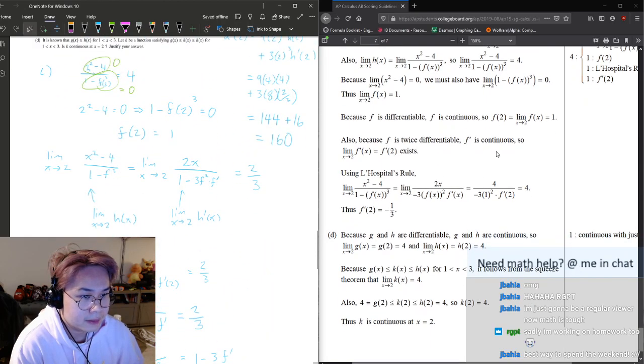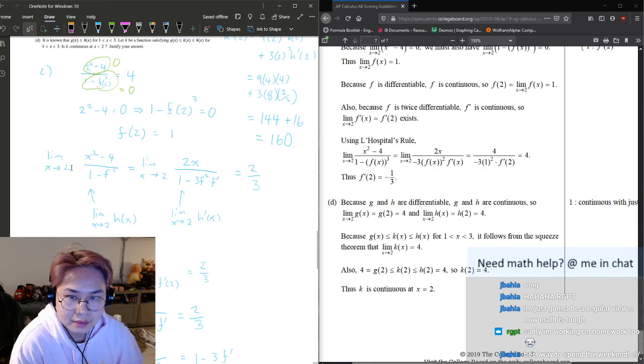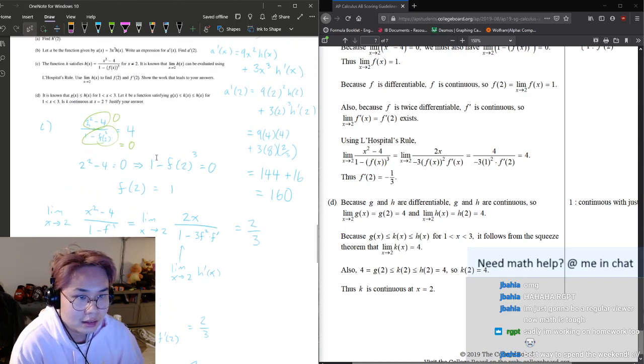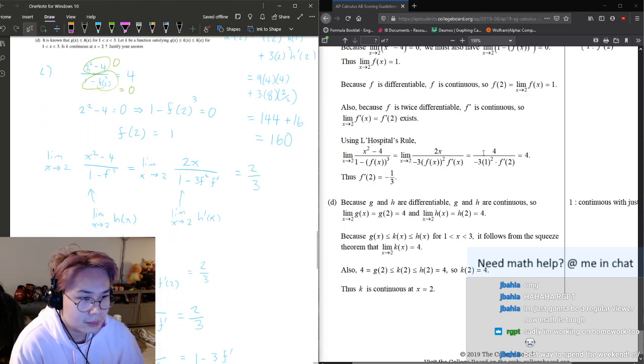And then f prime is negative 1/3. I have 2/3, so something went wrong here. So what happened? Oh, I did my derivative wrong. Oh well. So this derivative is wrong. That changes my answer. It should be negative 1/3.